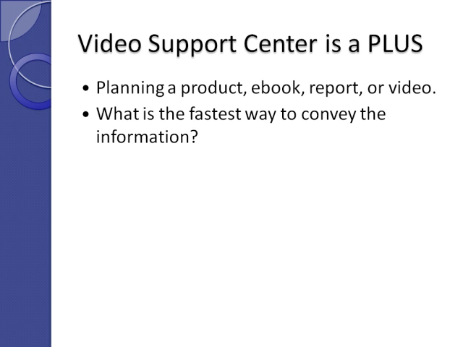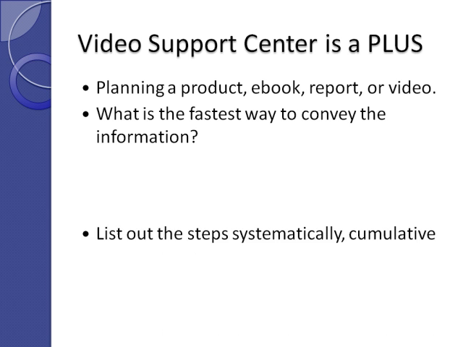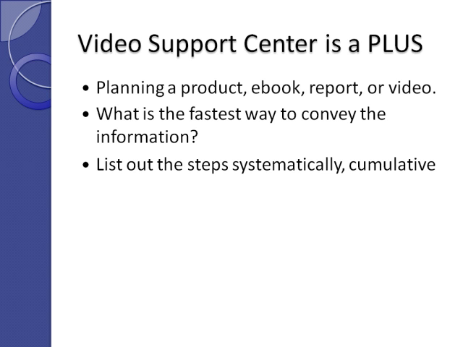So what do you need to do? You need to plan a product, ebook, report, or video. Then you need to think, what is the fastest way to convey the information? What is the fastest way you can get from step 1 to step 10? List out the steps systematically or cumulative. Let's say you need video 3 before you get to video 4. You need video 3 and 4 before you get to video 5. That would be cumulative and systematic because it's a step-by-step process.